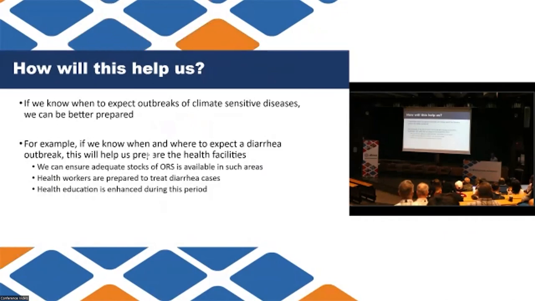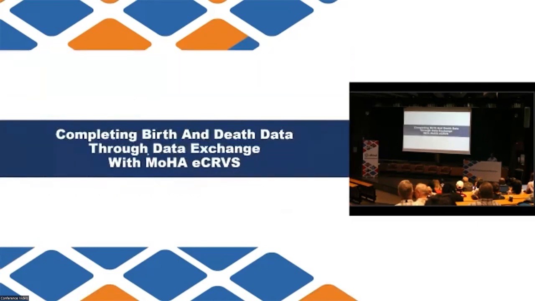So how will this help? If we know the outbreak based on the climate, we can prepare much better. With a diarrhea outbreak, for example, we can have ORS stocks in a particular area and prepare the health workers. They know the climate change is happening and there will be diarrhea, but we may not have sufficient drugs or equipment, so they can try to deal with that. And also educate people when they go out, like, you have to drink more water. That can be a few of the uses.